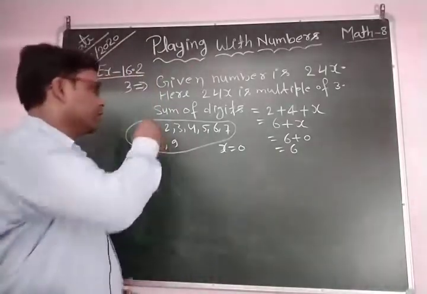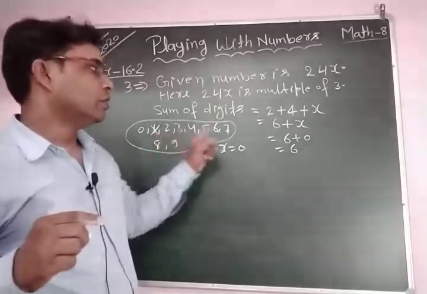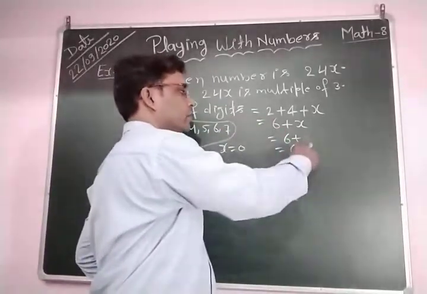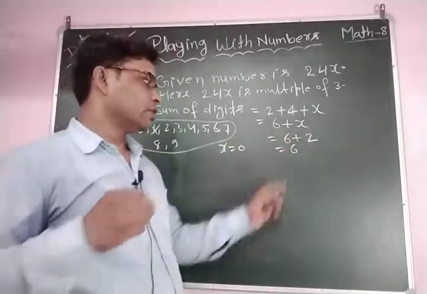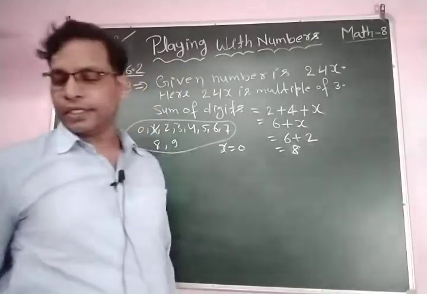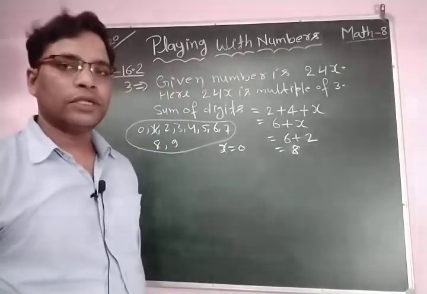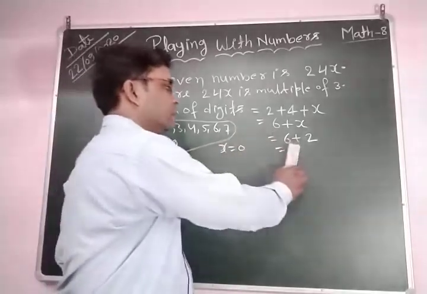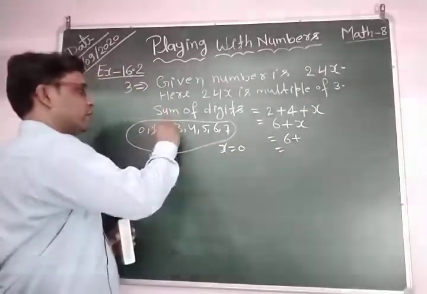So we cancel this number 1. Again 2. If you take 2, the value of x is 2. So here this becomes 2. So 6 plus 2, this is equal to 8. And 8 is not divisible by 3. So again we do not take the value of x as 2. So x is not equal to 2.